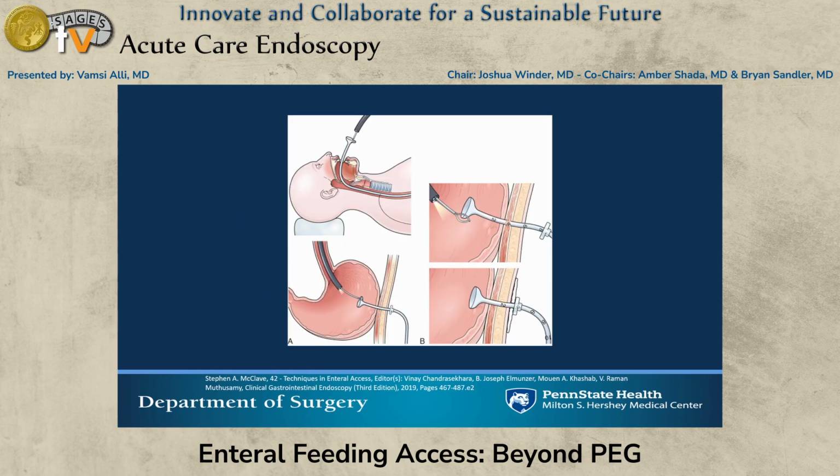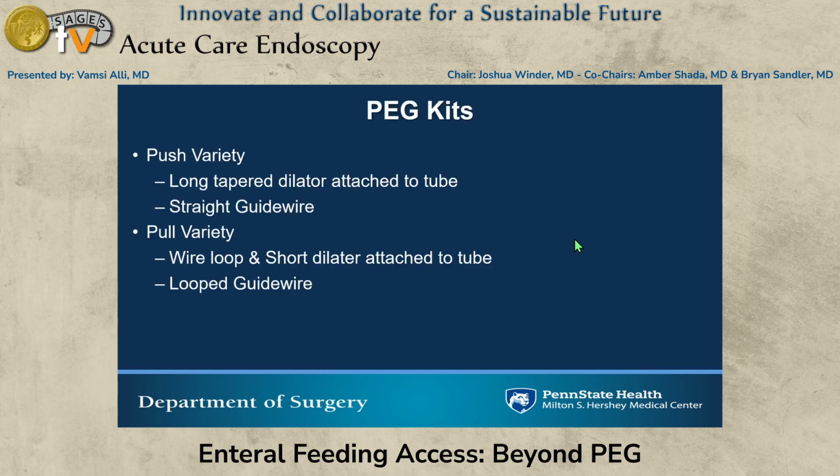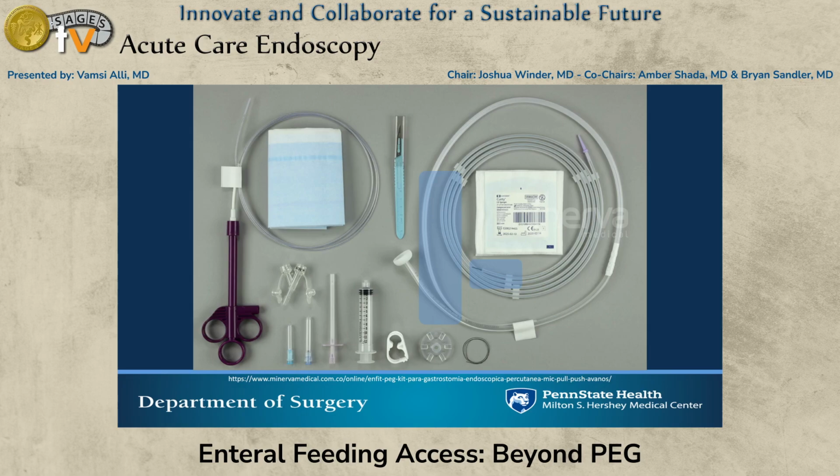Just schematically, this demonstrates a pull method PEG tube, where the scope follows the tube, and the tube is being withdrawn through the abdominal cavity. So the kits that exist are basically two flavors. It's push and pull kits. The pull kit is a looped guide wire and a much shorter dilator, whereas the push variety has a much longer taper. And for people who maybe use only one particular kit at their institution, I will indicate which is which. So this demonstrates the push method dilator.